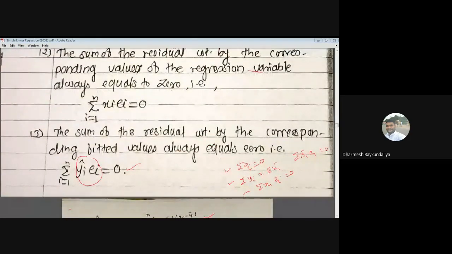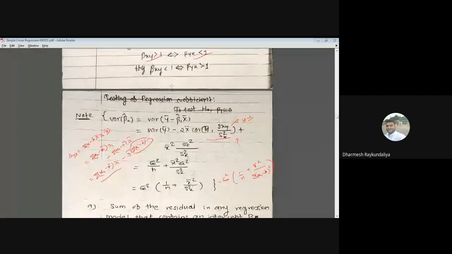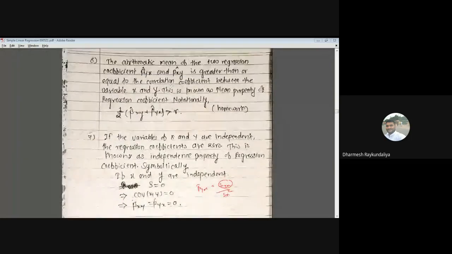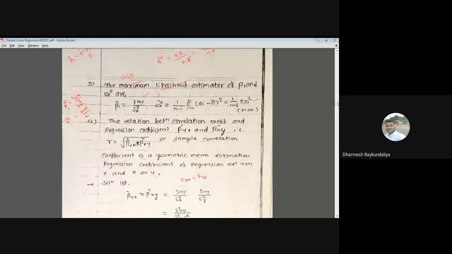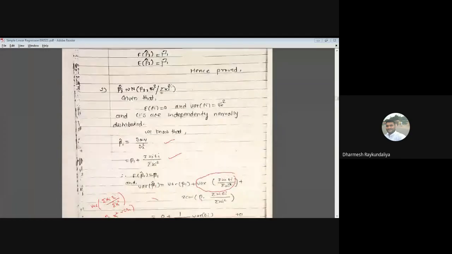So these are the basics. ये इसमें से MCQ आपके निकल सकते हैं. What is the variance of beta 0 cap? What is the signature property? What is the magnitude property?